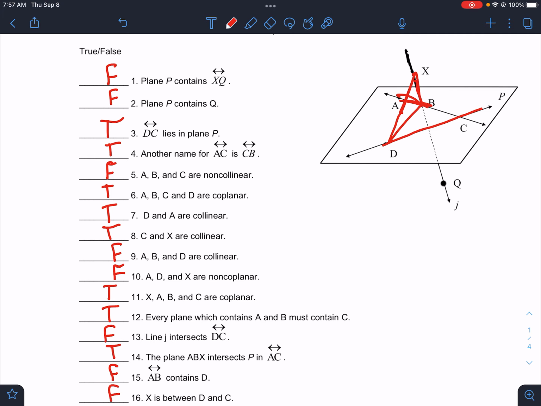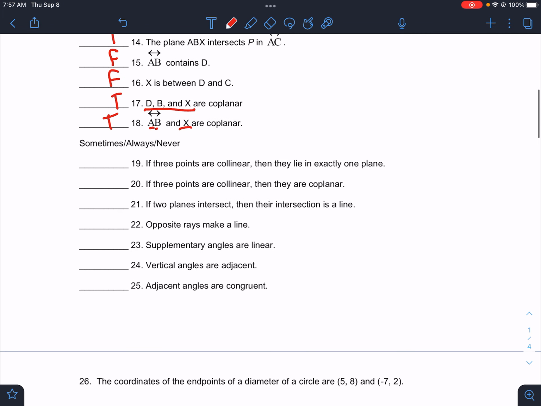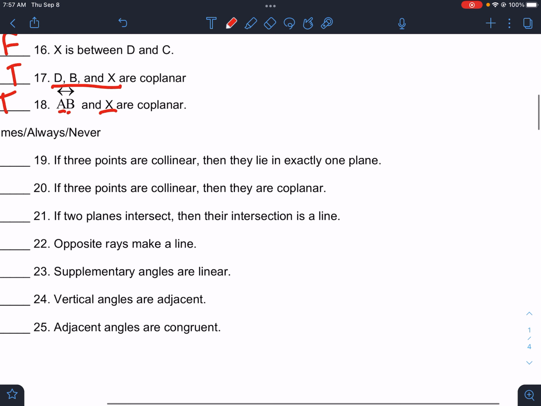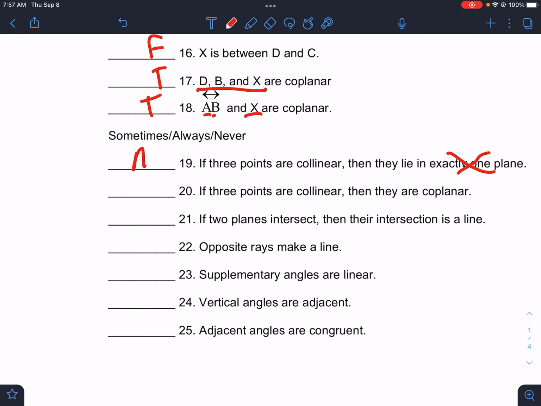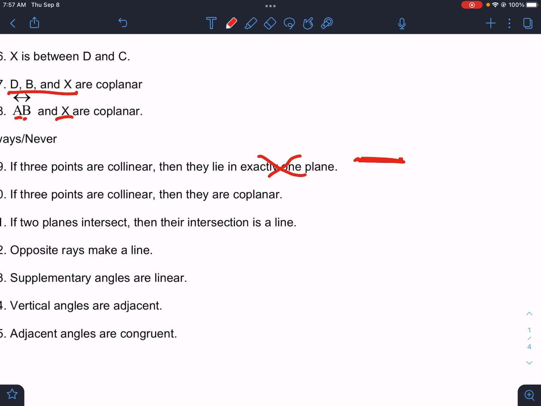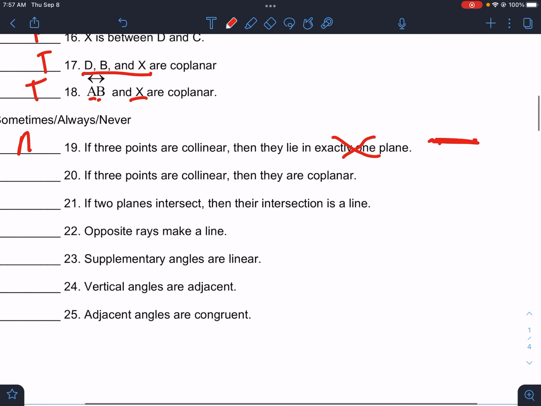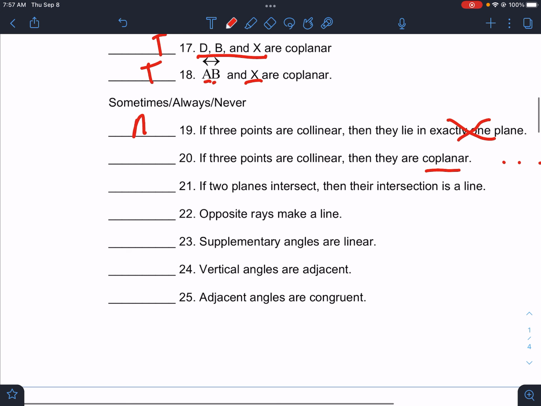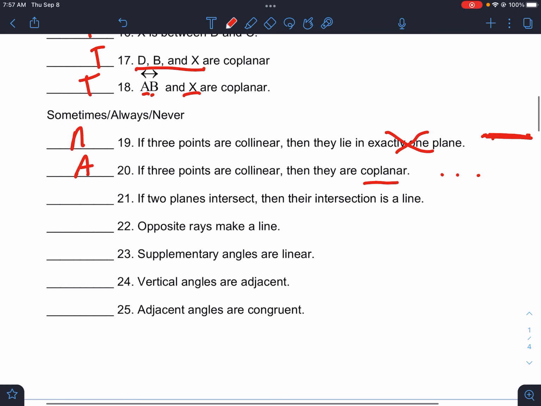So yes, yes, yes. Sometimes, always, or never. If 3 points are collinear, 1, 2, 3, they lie in exactly one plane. No, never. They lie in infinite planes. Infinite planes hit a line. We've talked about that a lot. If 3 points are collinear, then they are coplanar. Well, yes, they're coplanar. What does that mean to be coplanar? It means to lie in at least one plane together. They lie in infinite planes together. Yes, they are coplanar, but it's not exactly one plane.